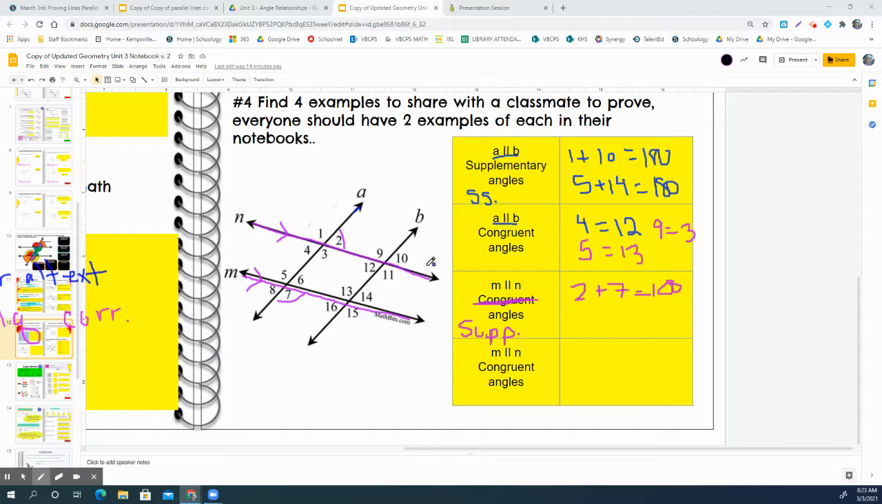So 9 and 13, I love it. 9 and 13 are going to be congruent, however. So 9 equals 13 because those are corresponding. And then 10 plus 15, I love it. 10 plus 15 would work beautifully. 10 plus 15 equals 180.